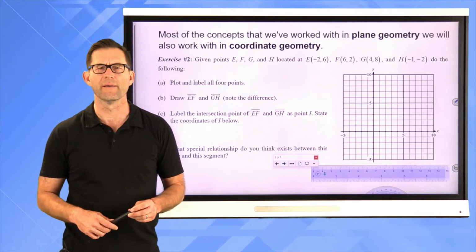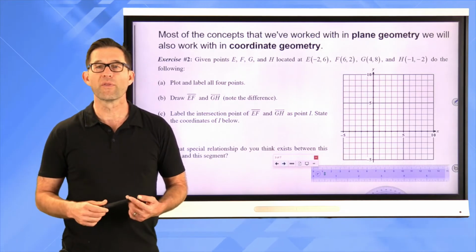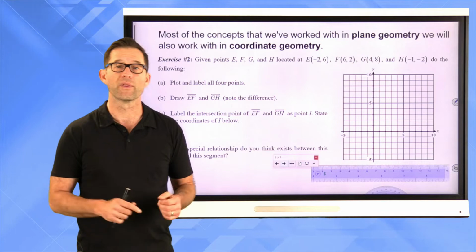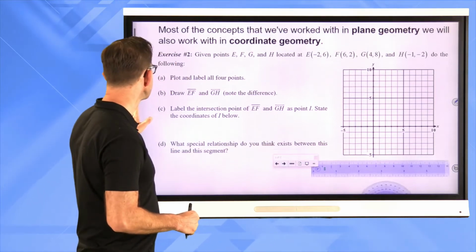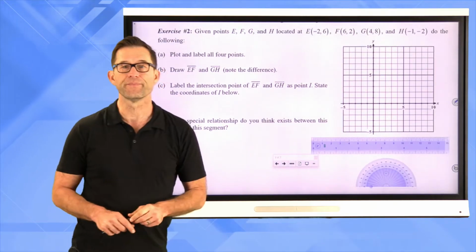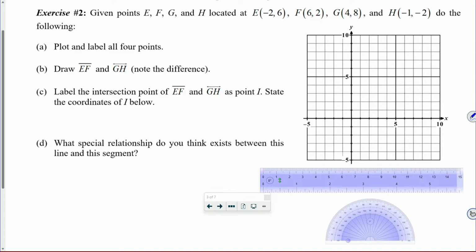It's a hard word to say. Most of the concepts we worked with in plane geometry, we will also work with in coordinate geometry. Let's take a look at exercise number 2. Given points E, F, G, and H located at E, -2, 6, F, 6, 2, G, 4, 8, and H, -1, -2, do the following.